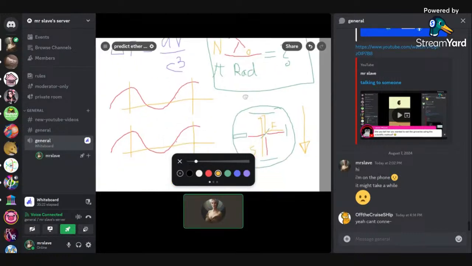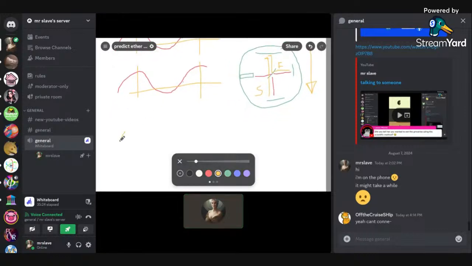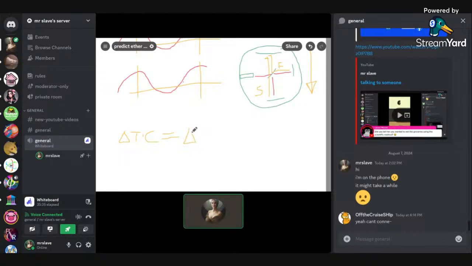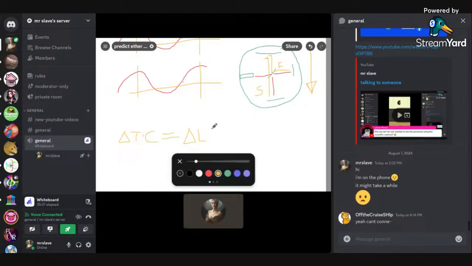So it's delta t times the speed of light, or the speed of the waves in the medium, is equal to delta L, where delta L is this. This to this.